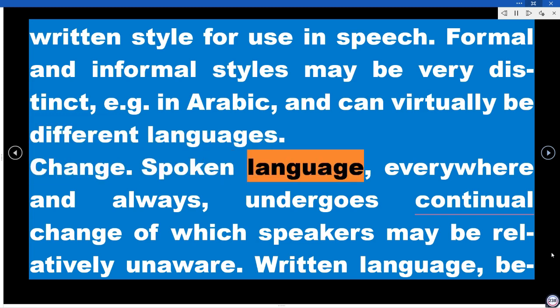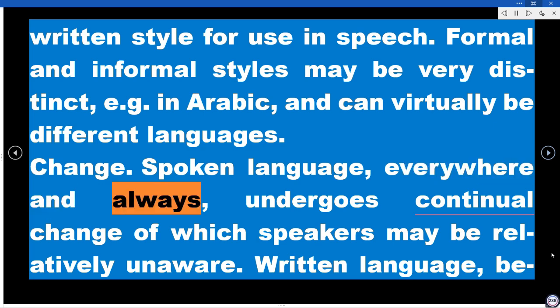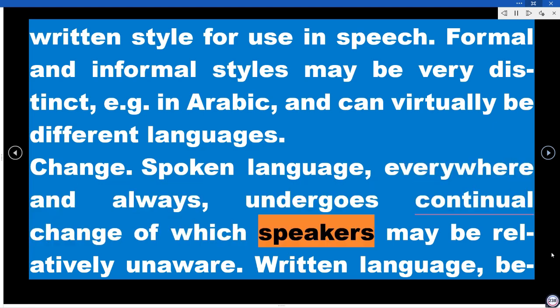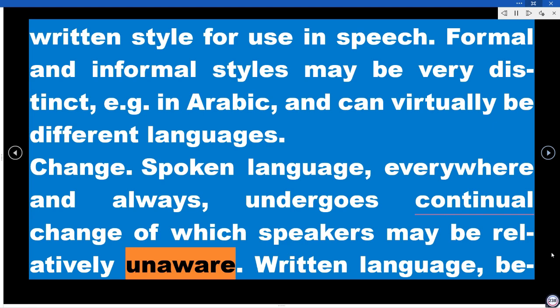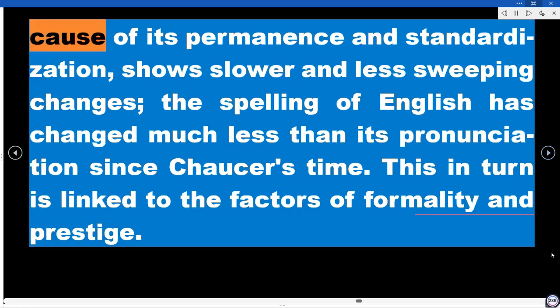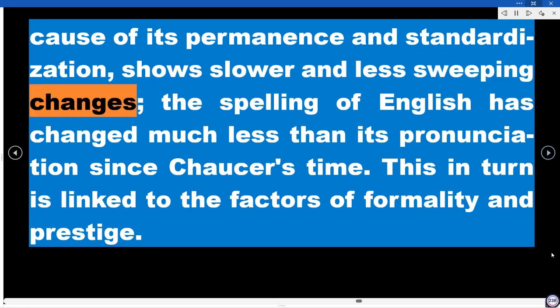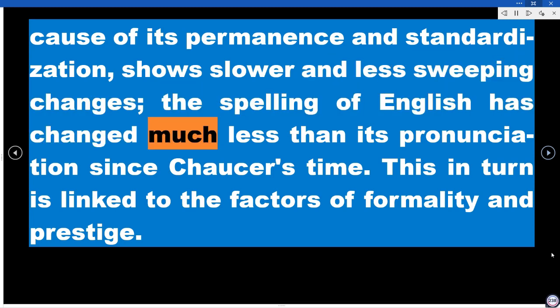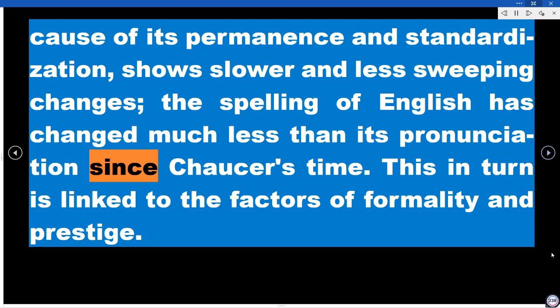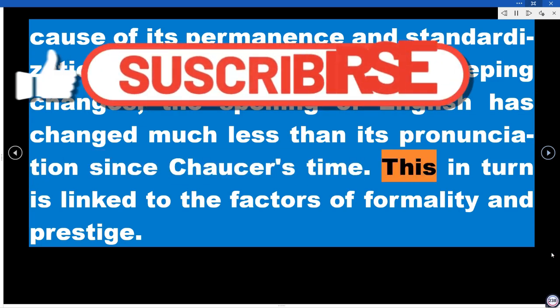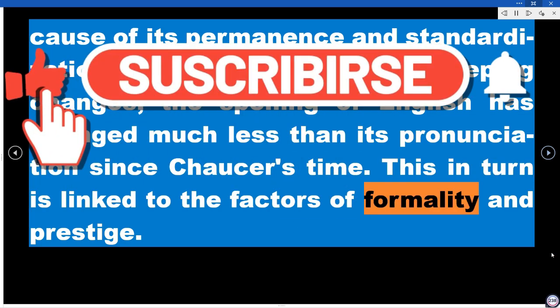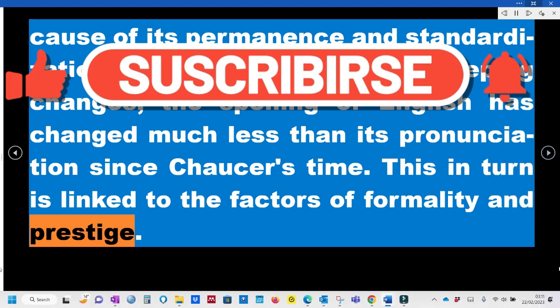Change. Spoken language, everywhere and always, undergoes continual change of which speakers may be relatively unaware. Written language, because of its permanence and standardization, shows slower and less sweeping changes. The spelling of English has changed much less than its pronunciation since Chaucer's time. This in turn is linked to the factors of formality and prestige.